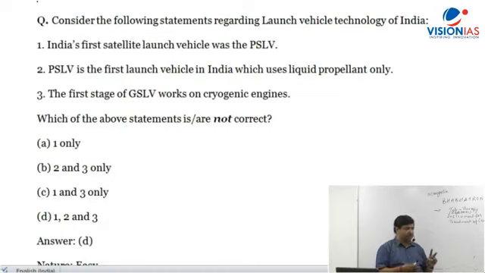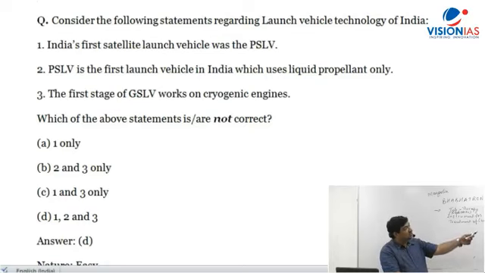The PSLV rocket is a 4-stage rocket, as I said yesterday. It uses solid, liquid, solid, liquid. And PSLV is the first rocket in India which uses the liquid propellant. But what is the question saying? Only. So that is wrong. Sometimes when you come to a question, you have to be careful with the language. What was given was solid, liquid, or liquid, that part could be correct.